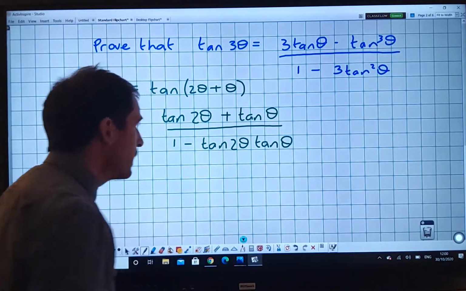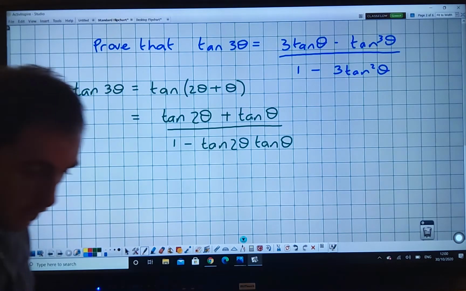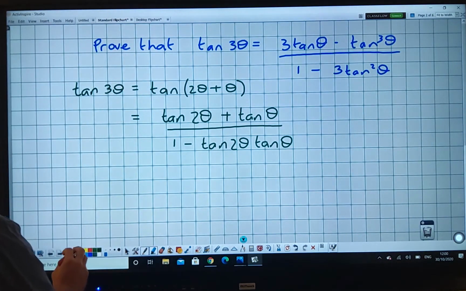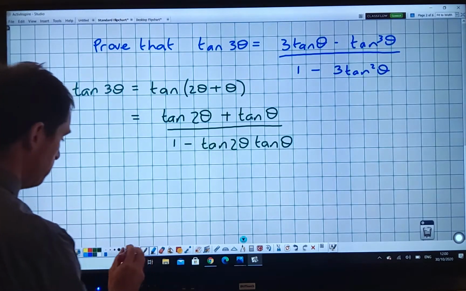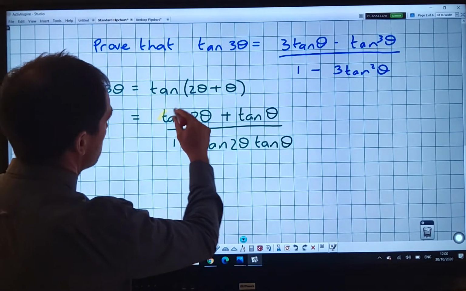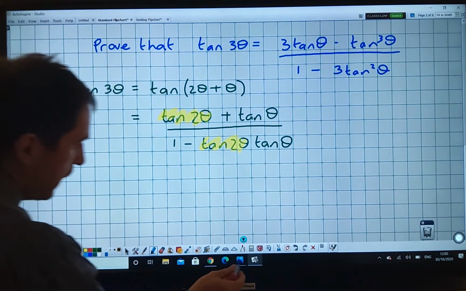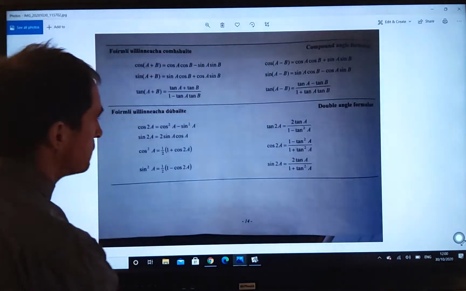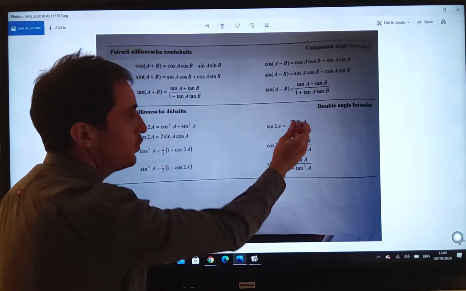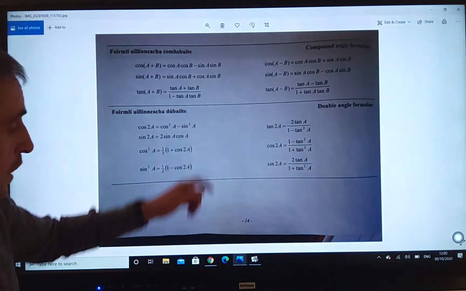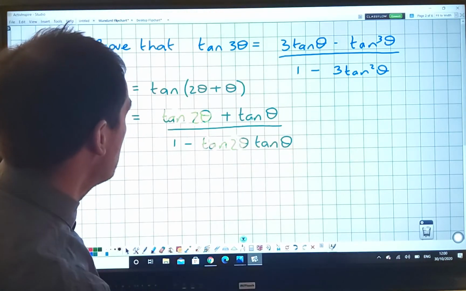Okay, so our next step then is we're going to do the following. Okay, so I can see here I have tan 2 theta written here and here. But if I again look here, tan 2 theta is 2 tan theta, or tan A, over 1 minus tan squared theta. So that's what I'm going to fill in for them. So I'm replacing that with that.